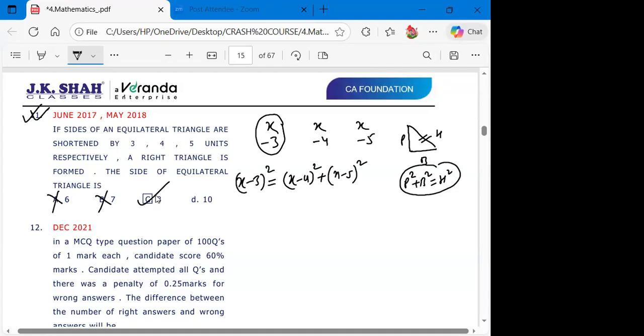And the second question will be on the CA Foundation category. Understood the condition which is imposed on you? In the second question, they are giving a condition, that if this is the condition, then calculate how many questions you have attempted.